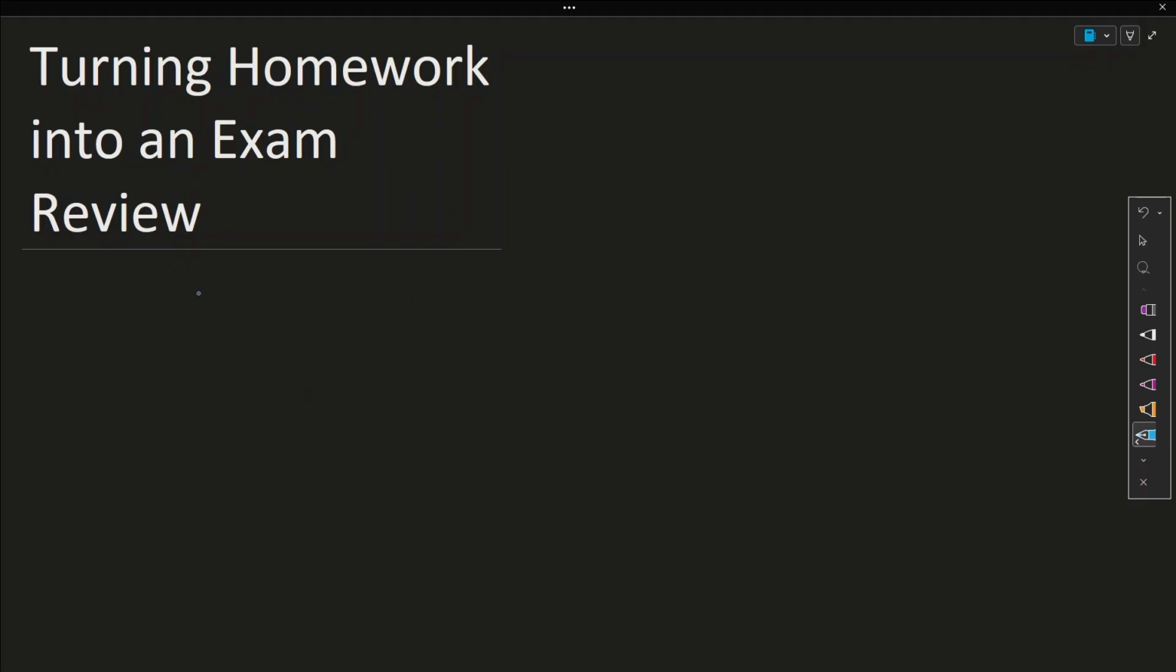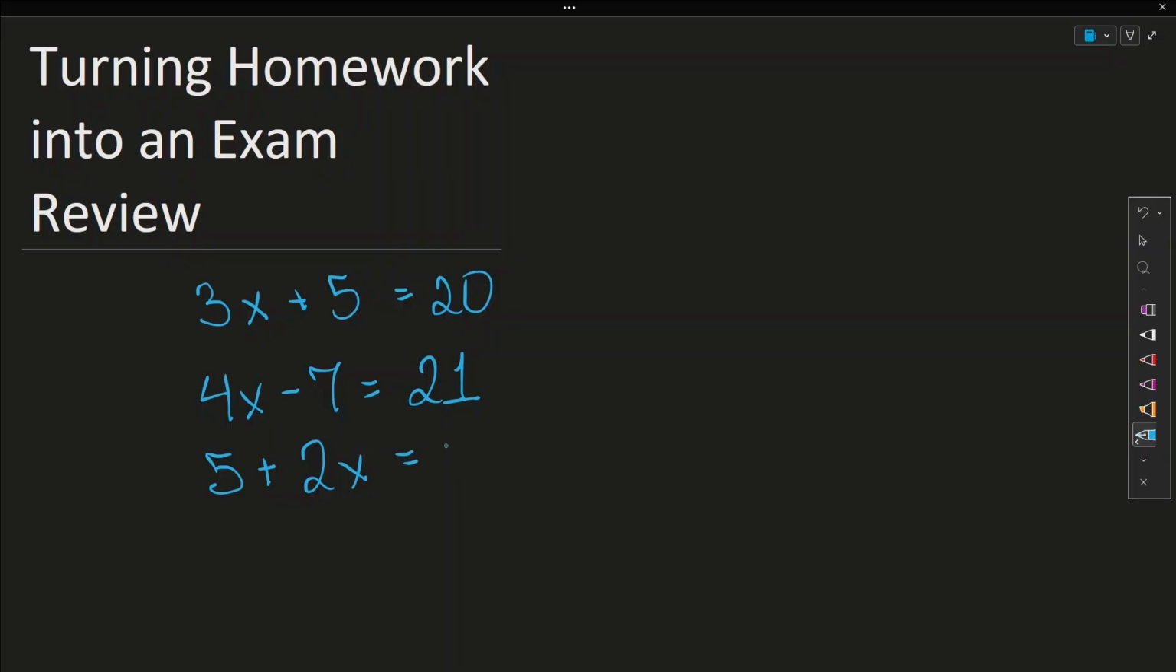For example, suppose your homework asks you to solve the equation 3x + 5 = 20. You could create another problem, such as 4x - 7 = 21. Or make it a little more complicated: 5 + 2x = 3x - 8. Or you could write a short situation that leads to an equation. Changing a problem helps you determine whether you understand the method or only remember the original answer.